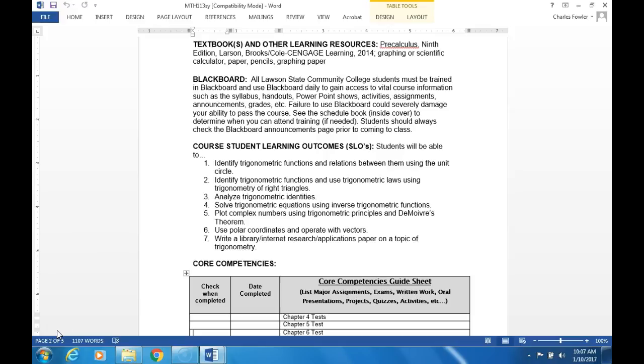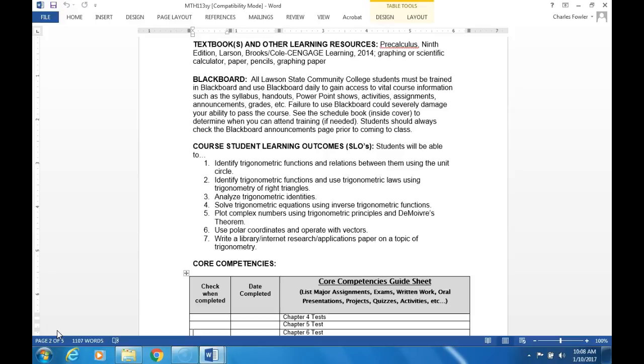Okay, students will be able to: student learning outcomes. Identify trigonometric functions and relations between them using the unit circle. Remember in the description it says circular functions. That's what we're talking about. So that's one of the first things we're going to do. Then we'll identify these same trigonometric functions and use trigonometric laws using the trigonometry of right triangles. Two ways to approach trig: unit circle, right triangles. We'll do them both. Okay?